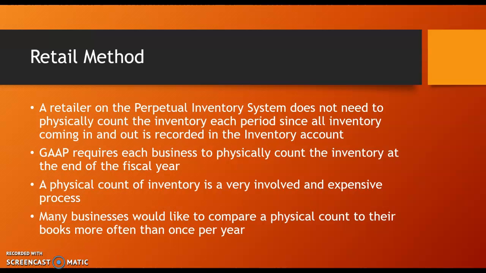All right, this one talks about the retail method. This is the method that is used by large retailers. They're already on the perpetual system, so they don't need to count it but once a year. But this way they can more often get this ballpark and check and see where they're at.